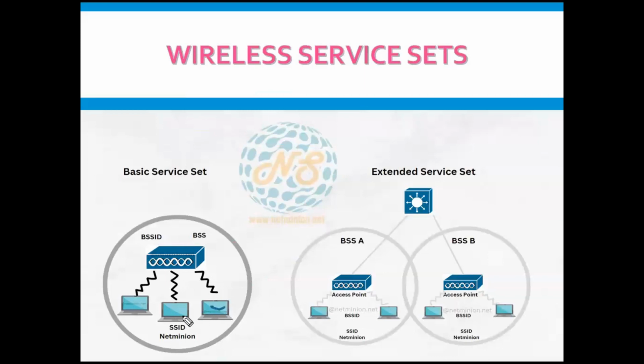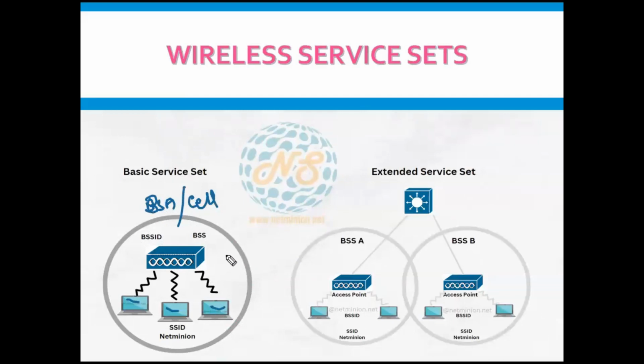Now all of your clients can communicate in this area. Can you see this area? This is also named as the basic service area, BSA. In this cell or BSA, we can say it as a cell or an area. So all of the devices in your BSS can communicate with each other.